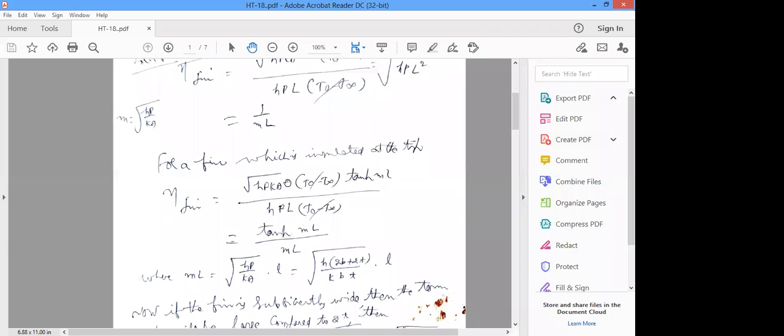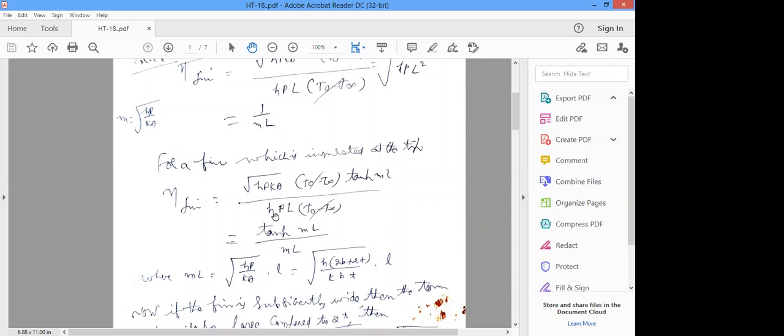So the heat transfer rate for the pin insulated at the tip is root HPKA into (T naught minus T free stream) into tan HML. This is the same for all three cases. Divided by HPL into (T naught minus T free stream), because this is the maximum heat transfer rate if the pin surface area is entirely at the base temperature T naught.